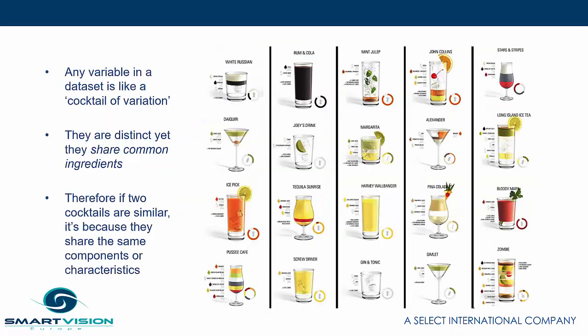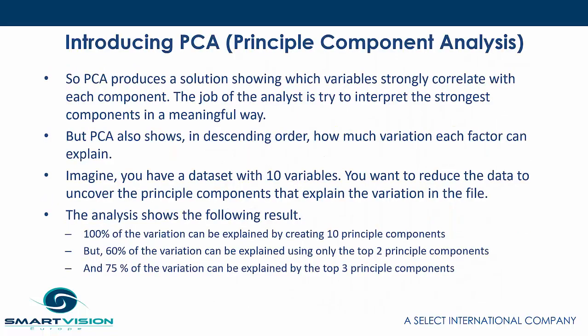So the way to think of it is each variable is a kind of cocktail of variation. They are distinct from one another, yet they share common ingredients, in the same sense that you could look at a set of cocktails and say, well, these ones have a high alcohol content, these ones here have a lot of citrus in them, and these ones over here have a lot of sugar in them, and you could kind of separate them out. Therefore, if two cocktails are similar, it's because they share the same components or characteristics. So PCA is very much about distilling those underlying components and almost unmixing the cocktails.